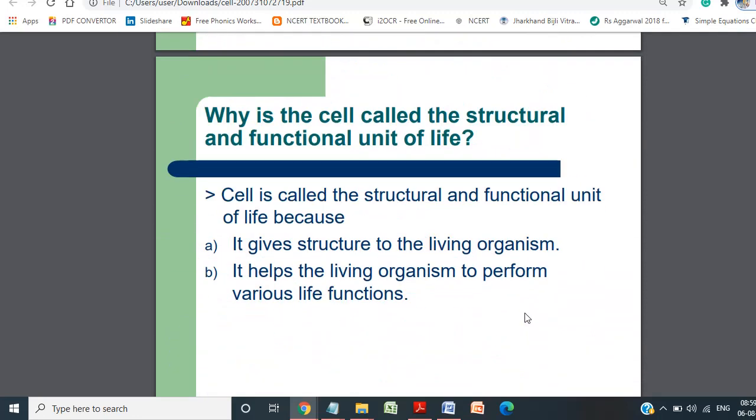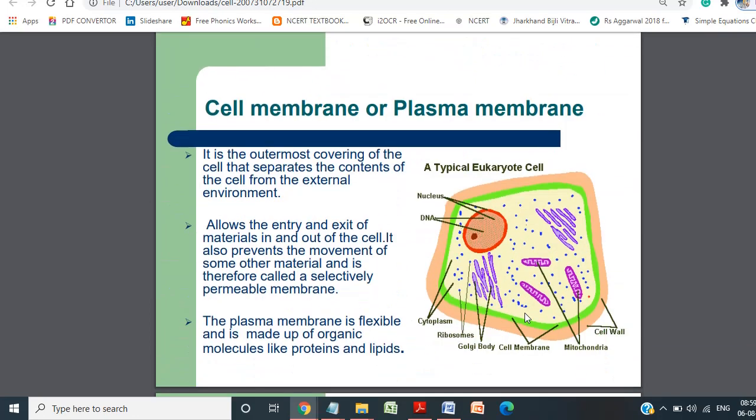Okay, why is the cell called the structural and functional unit of life? The cell is called the structural and functional unit of life because it gives structure to the living organism. It helps the living organisms to perform various life functions.